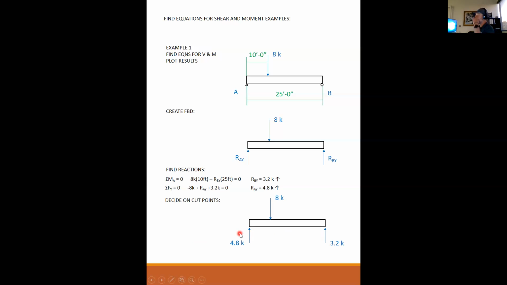Okay, so I redraw the diagram. I put all my known reactions on here. So actually at this point now, all of the loading and reactions are known. How many cuts are we going to need? 2. We are going to need 2 because I need 1 between the reaction and this point load is a discontinuity, and I need 1 between the point load and the other reaction. So I need 1 here, and I need 1 here.